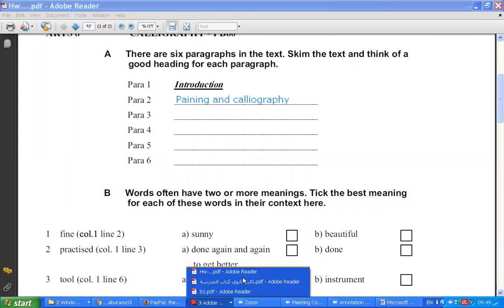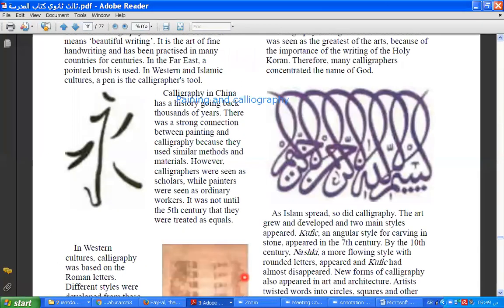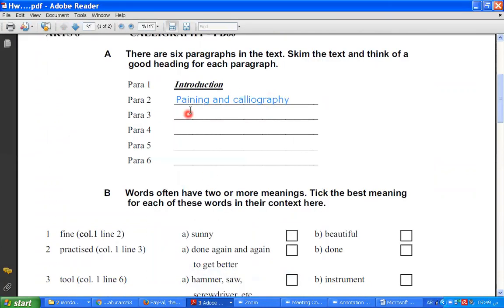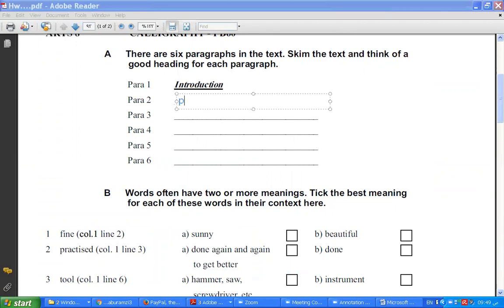I believe painting is missing a letter. It's in the spelling, you mean? Yes, let me go back. And also calligraphy, without the O. So if we undo, make it again. Painting, just like this, and make it.